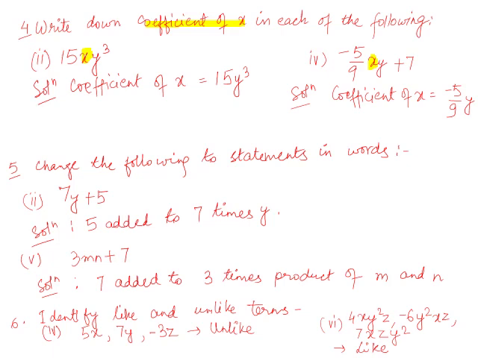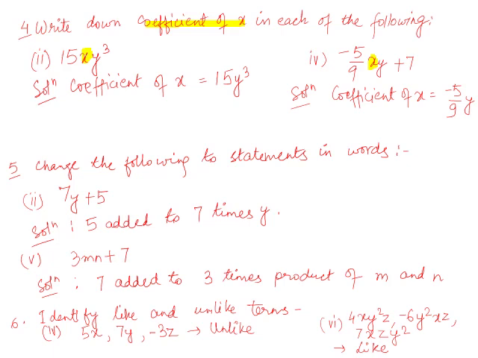Fifth question, change the following statements to words. So they have given a statement 7y plus 5. So how can you write it in words? Means 7 is getting multiplied with y and then they are adding 5 to it. So it can be written as 5 added to 7 times y. Or you can write 7 times y is added with 5. Same with the fifth subpart, 3mn plus 7. So I will write it as 7 added to 3 times the product of m and n.